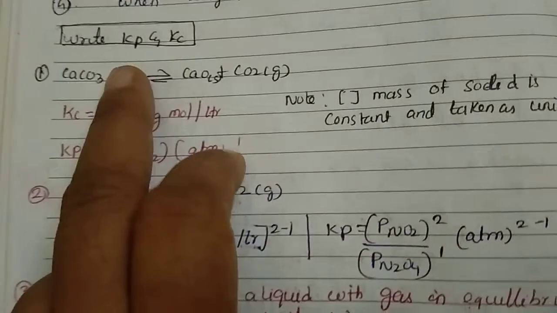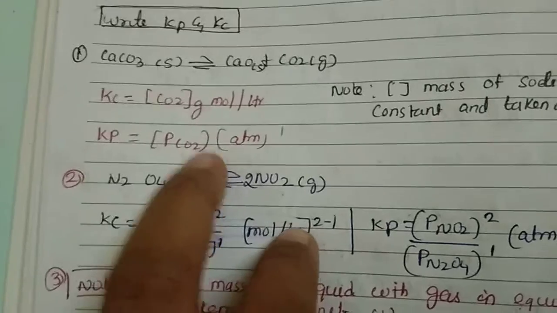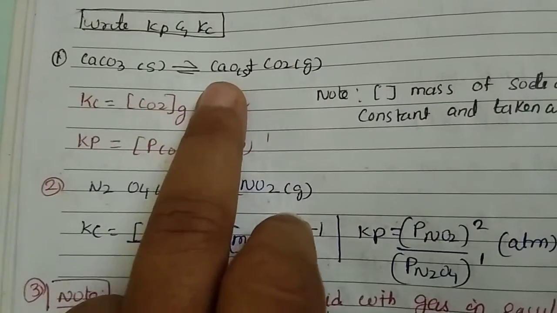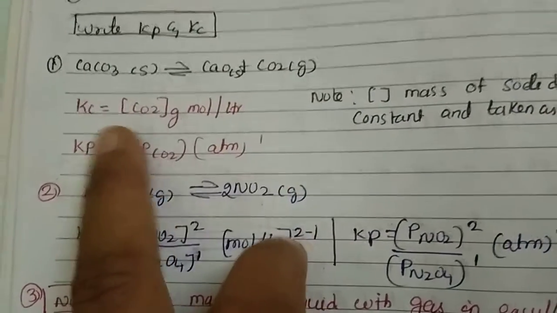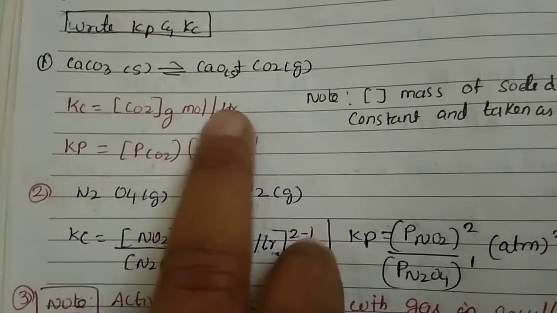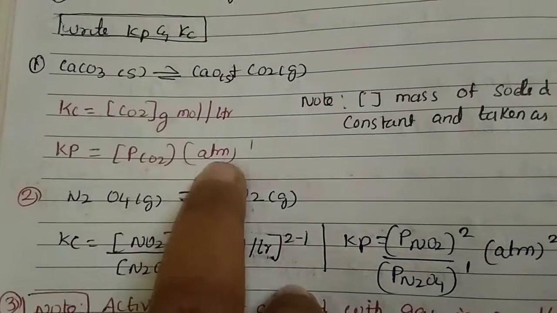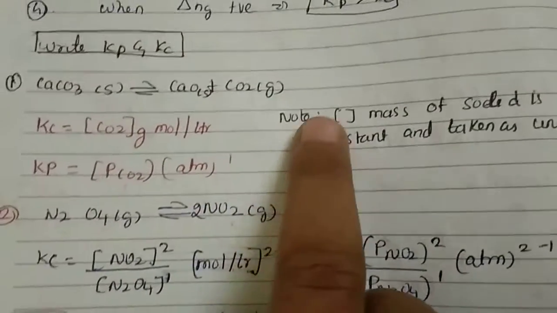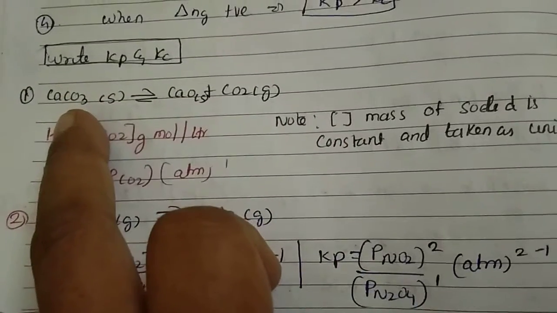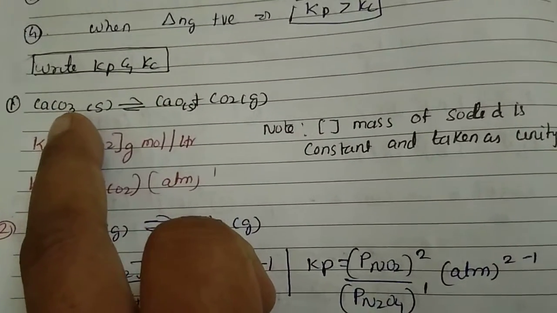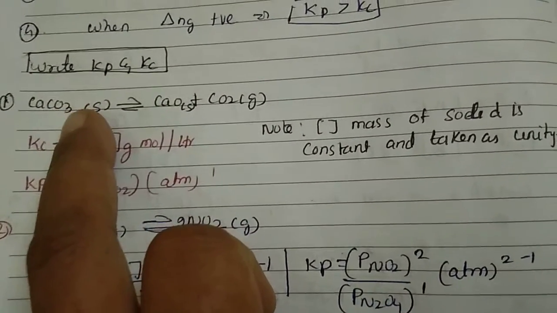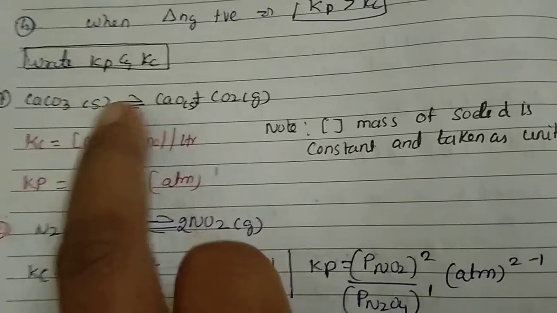Next, write the Kp and Kc values for the following equation. CaCO3 gives CaO plus CO2. Kc equals [CO2] mole per liter. Kp equals partial pressure of carbon dioxide, atmosphere. So what is the note? Active mass of a solid is taken as unity. The value of CaCO3 is 1. For the solids, CaCO3 and CaO, the value is 1.